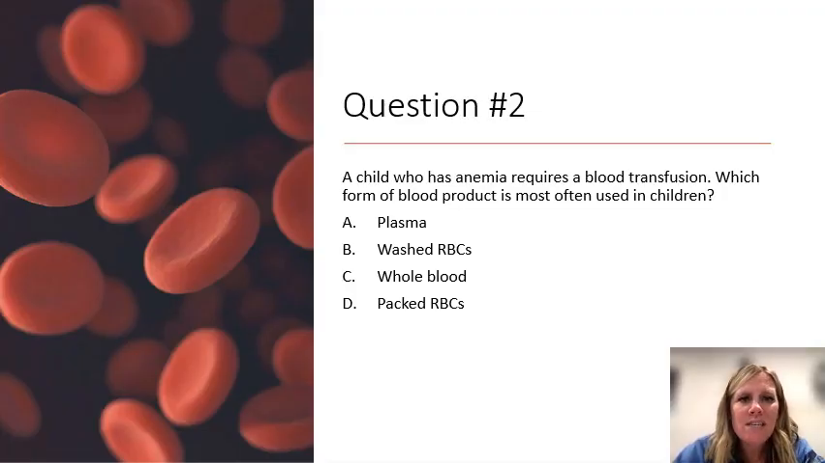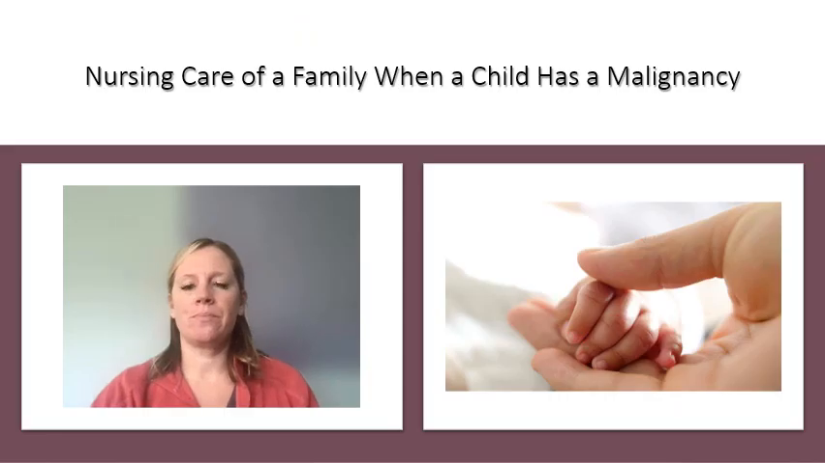A child who has anemia requires a blood transfusion. Which form of blood product is most often used in children? This is easy, guys. Plasma, washed red blood cells, whole blood, or packed red blood cells. And if anybody answered anything other than D, then I'm going to send you back to nursing 2 with Mrs. Brown. It's packed red blood cells, right? They're the most commonly used in children because it minimizes that excess fluid, avoiding that fluid overload.